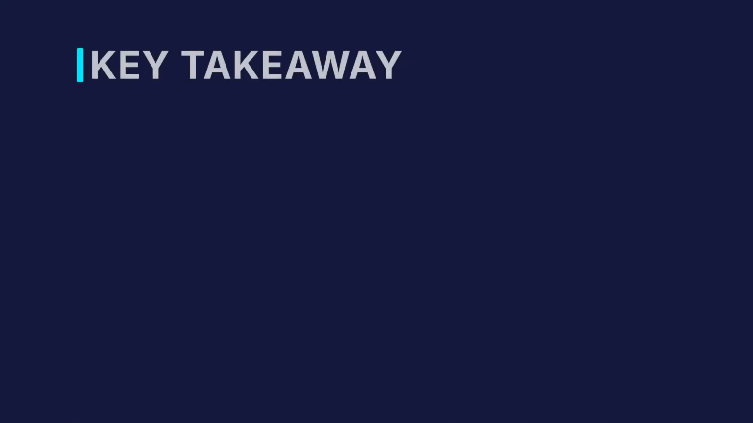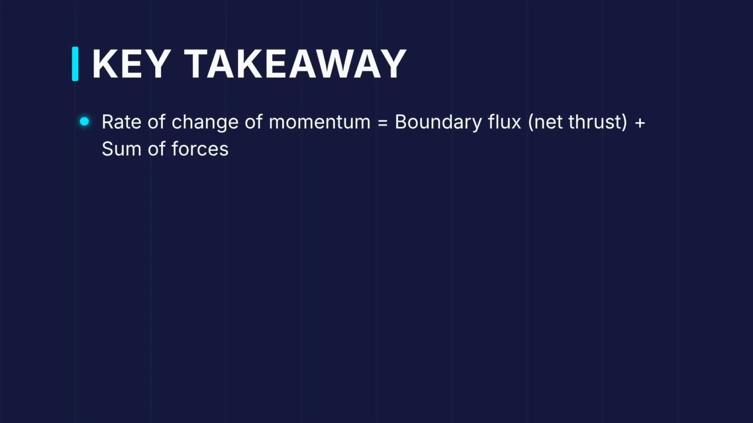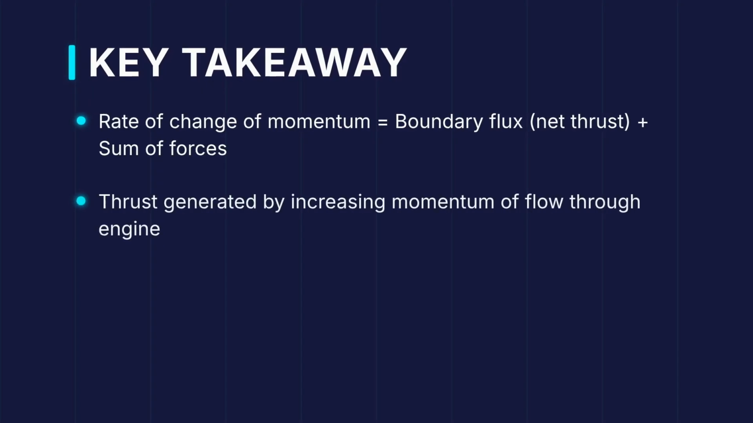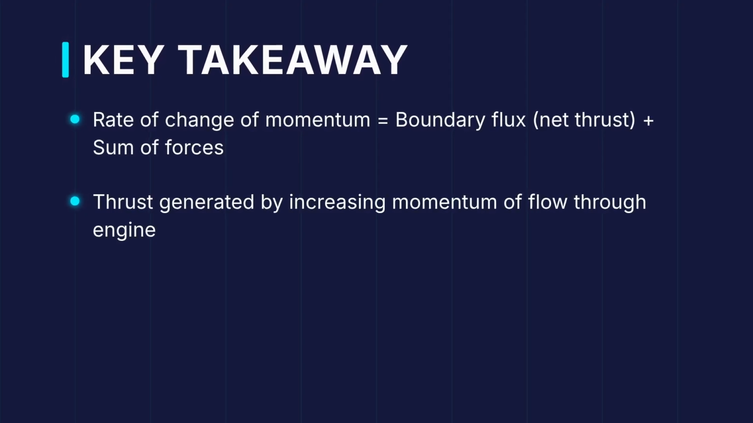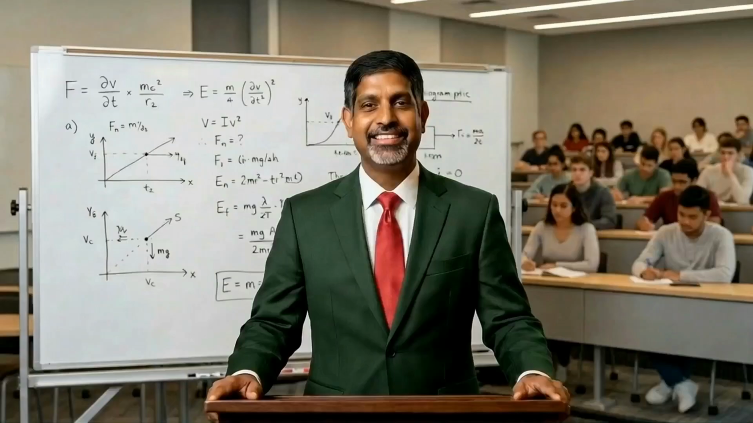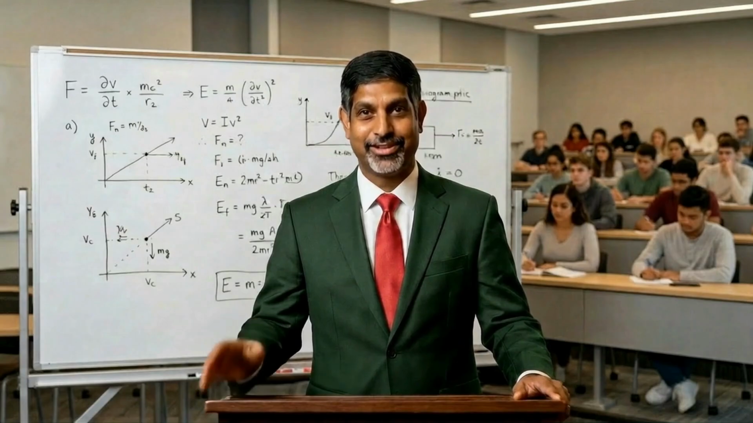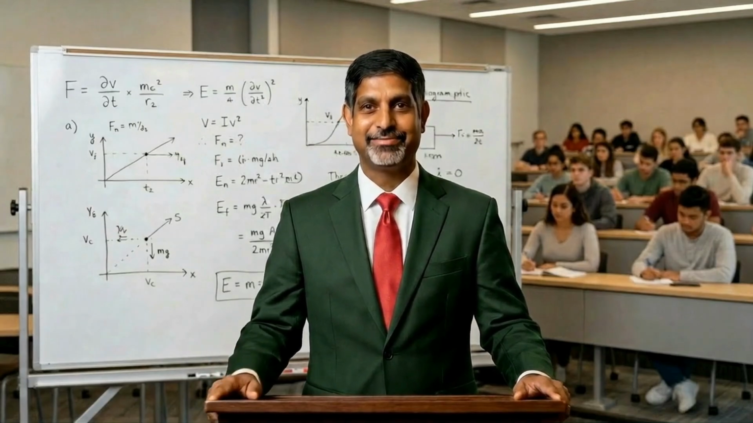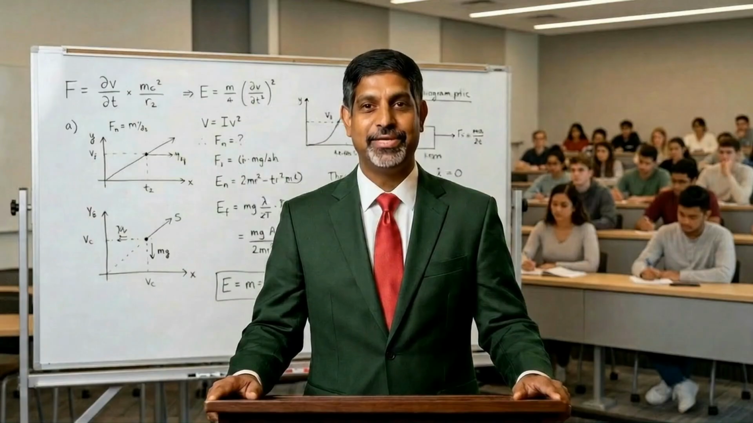The key takeaway is that the rate of change of momentum for the jet engine airflow consists of a boundary flux term, net thrust, and the sum of the forces within the control volume, where thrust is generated by increasing the momentum of the flow through the engine. Therefore, what most engineers may not know is that both second and third laws of Newton are at play in jet propulsion. It's a dual application of classical mechanics in high-speed flow.